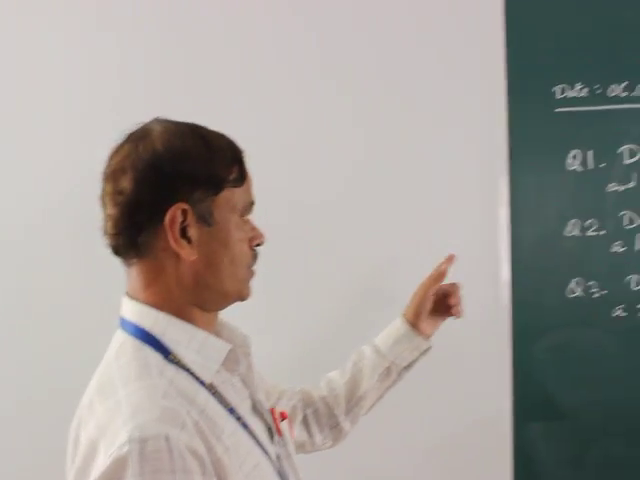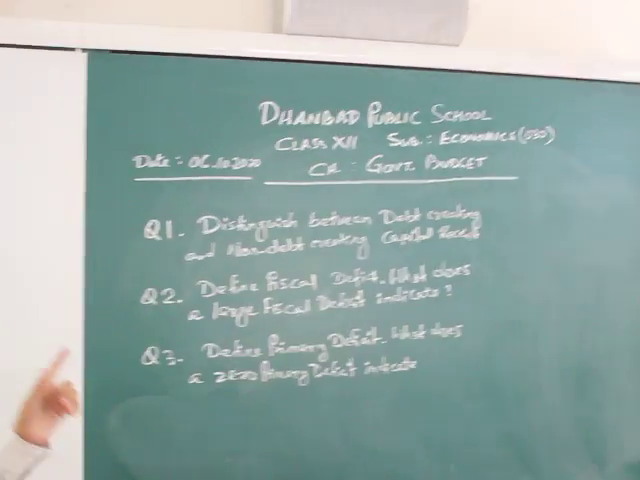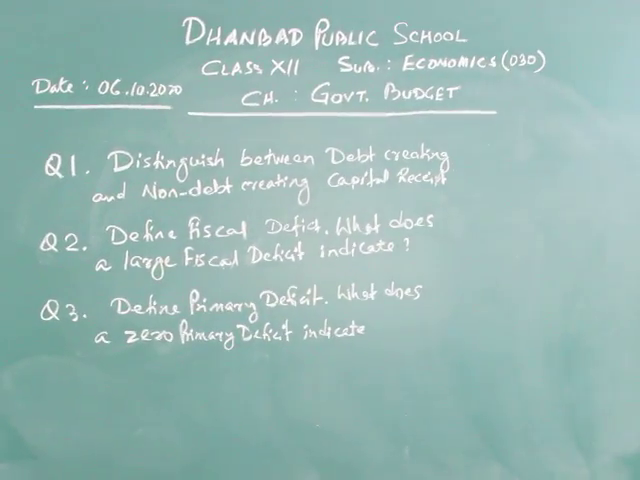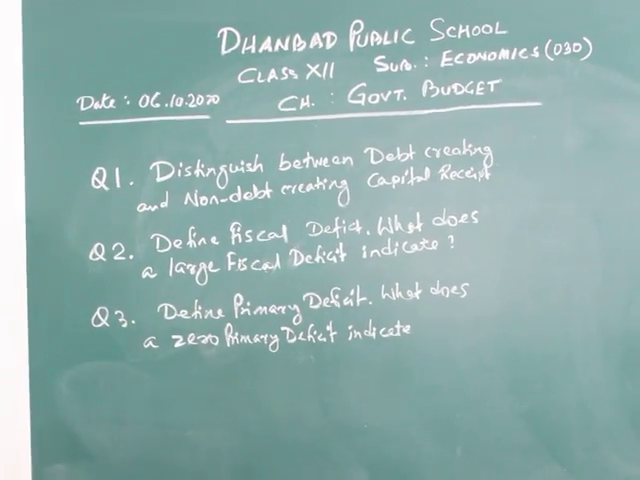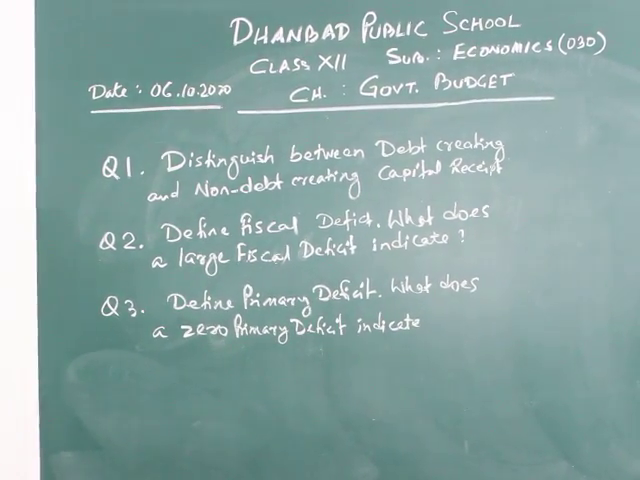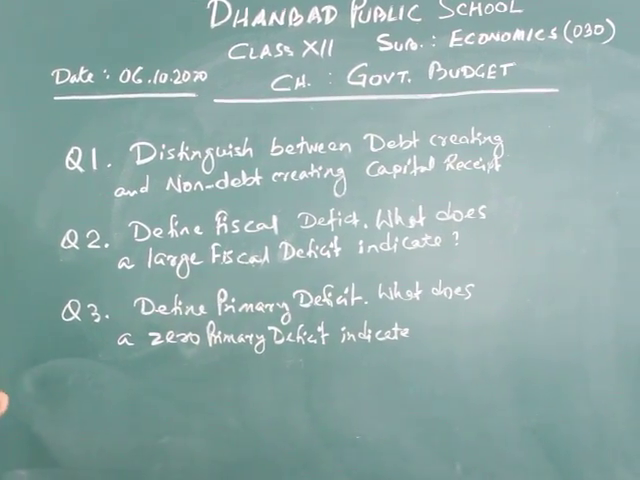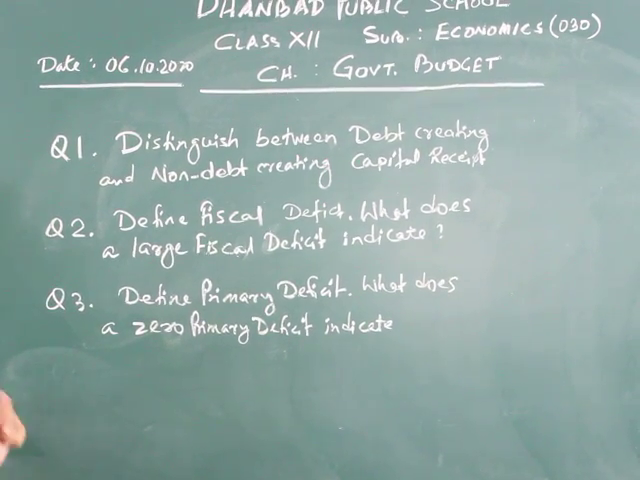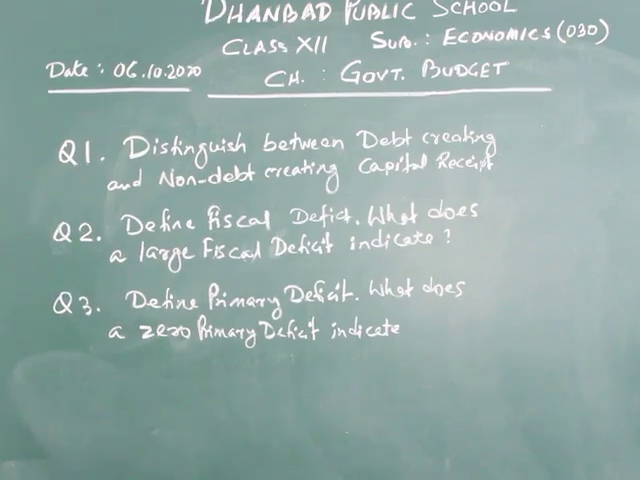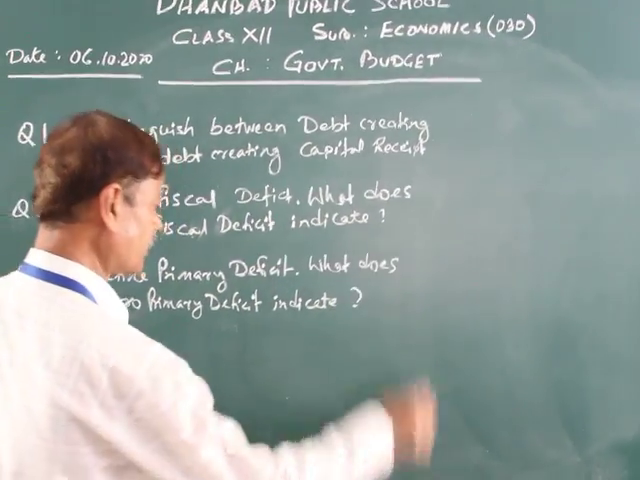Let us discuss three questions on the government budget and the classification of the receipts, expenditure, and also the deficits in the government budget. Question number 1: distinguish between debt creating and non-debt creating capital receipt. Question number 2: define fiscal deficit. What does a large fiscal deficit indicate? And number 3: define primary deficit. What does a zero primary deficit indicate?